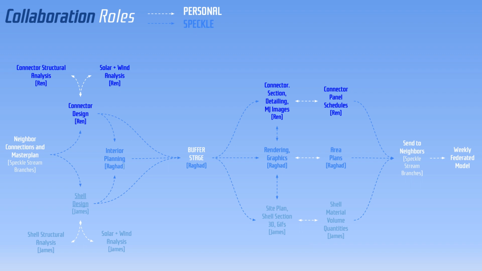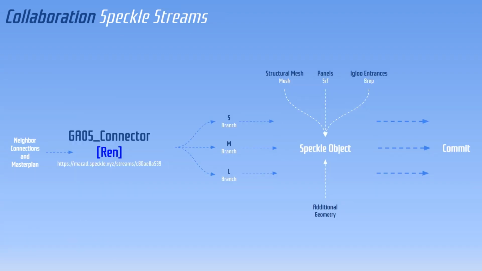So I had the connector, James had the shell, Raghad had the interiors. So we each had our structural analysis and our solar and wind. We came together to make sure everything was jiving. Then we broke it out into site plans, renderings, sections, detailing, schedules, and we'd share that off with our fellow classmates. I had my connector stream, which is pulling in information from our neighbors.